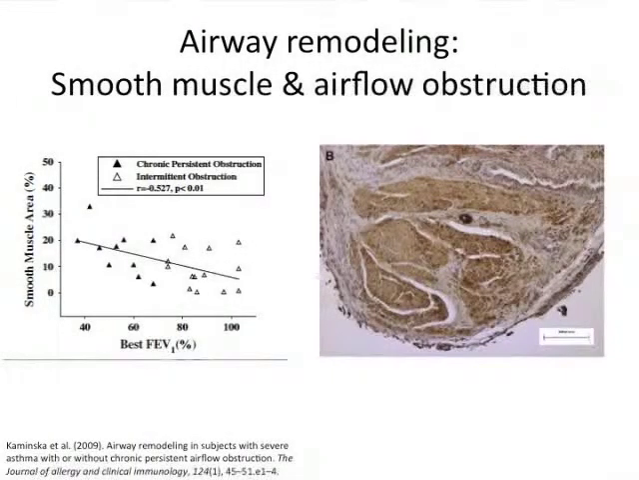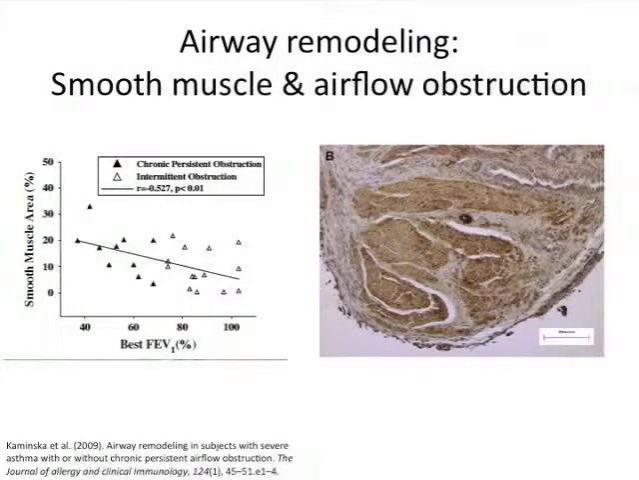Another feature that has been subjected to the same kind of analysis of that list of airway remodeling components is the smooth muscle mass. And in these studies, these workers used immunostaining for smooth muscle actin to help identify and quantify the mass of smooth muscle.